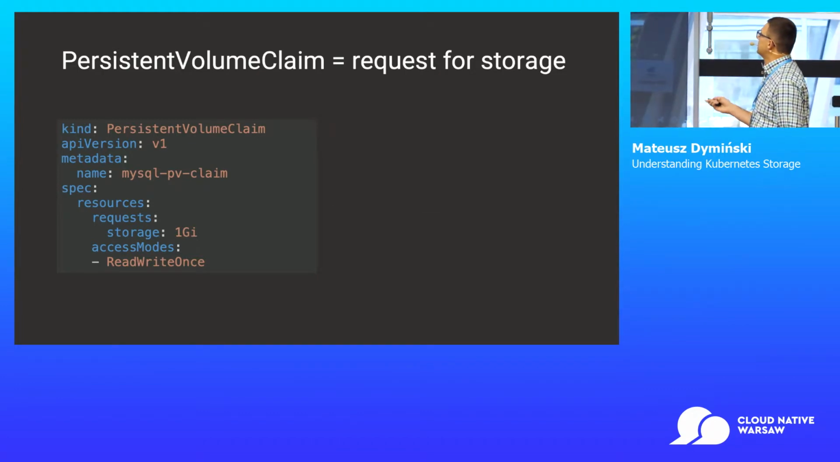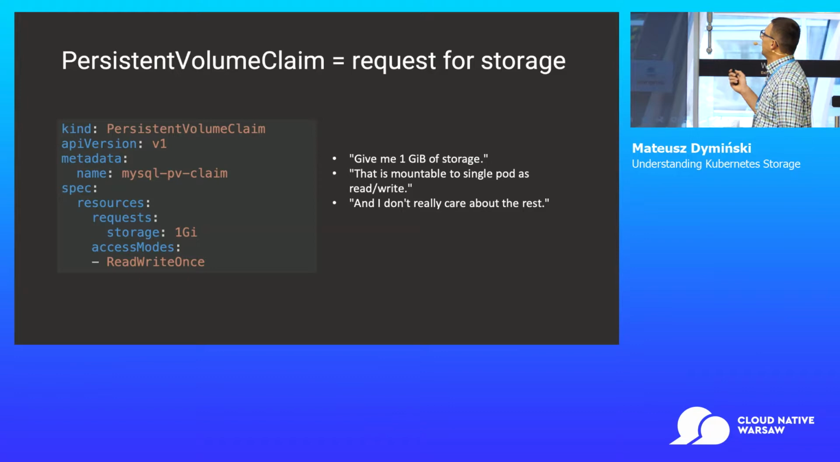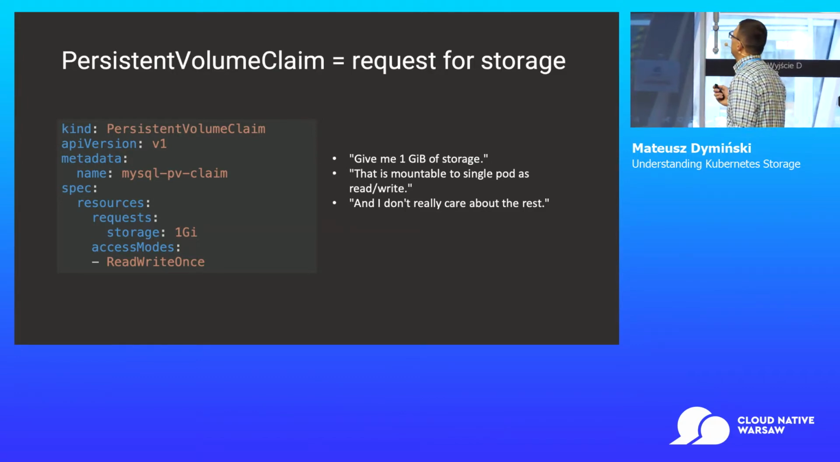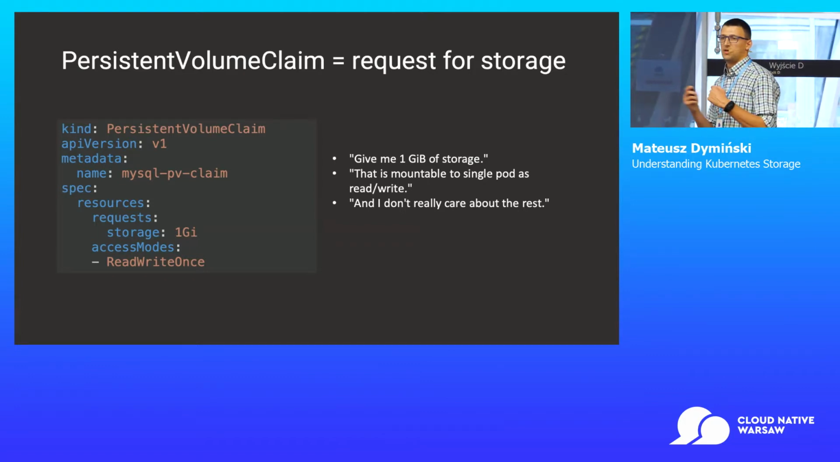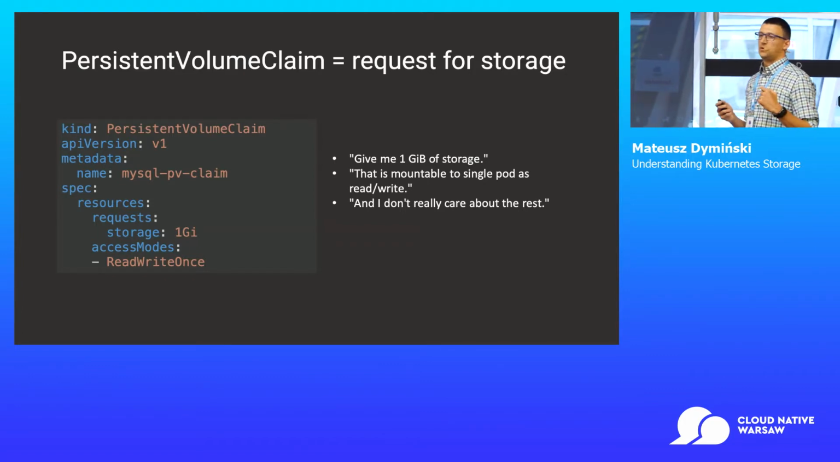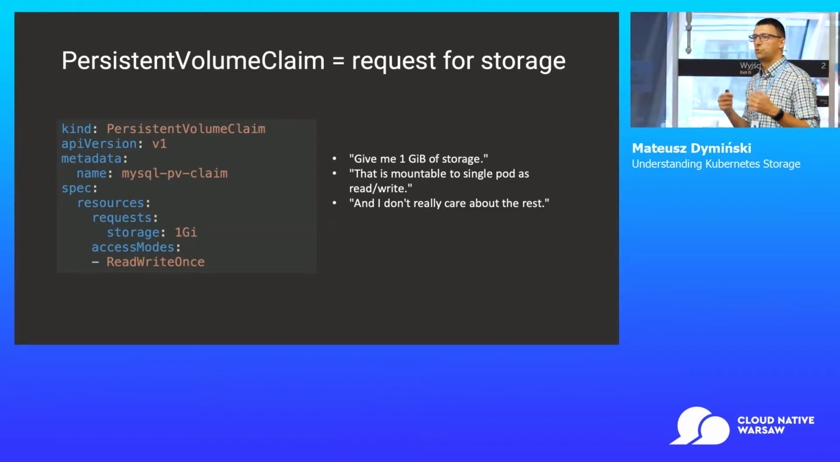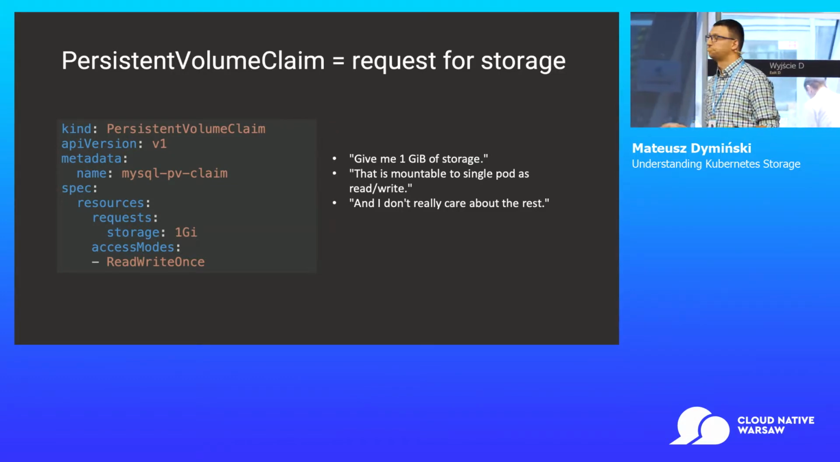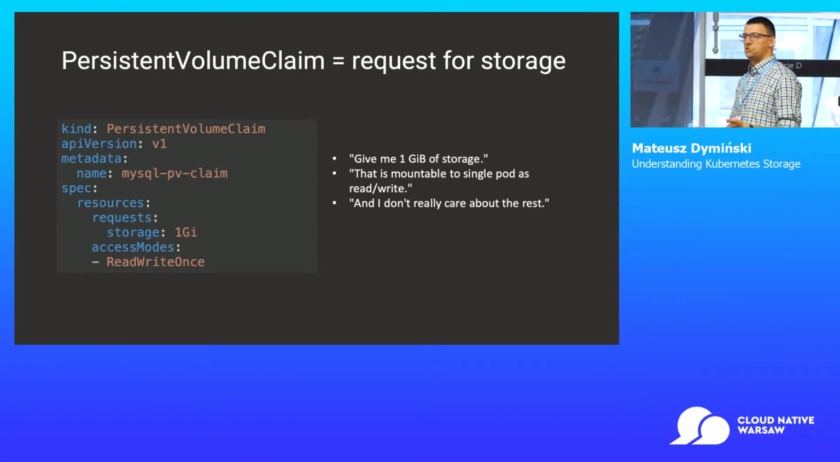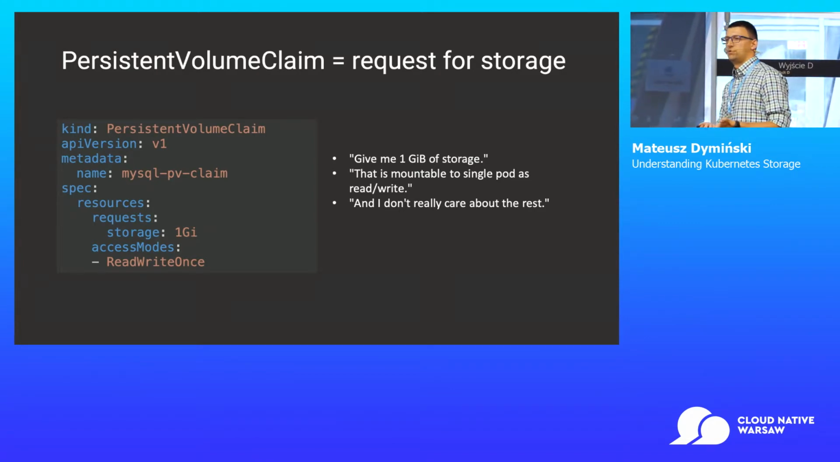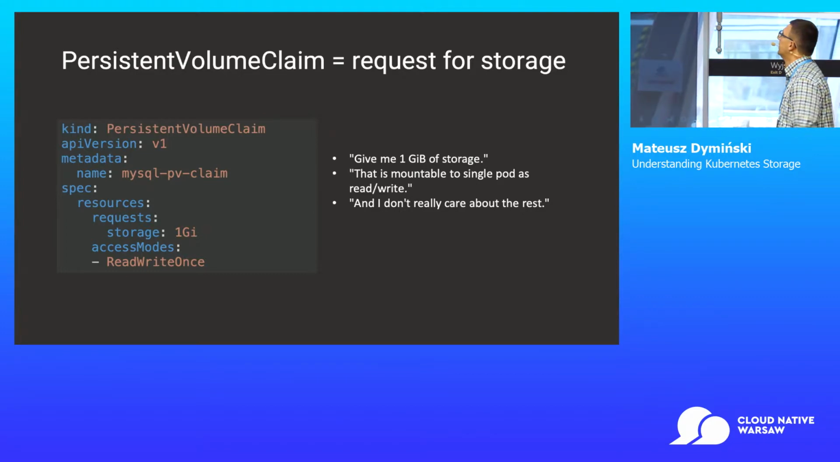We've got the information about how it works. So it tells us: give me 1 GB of storage. It should be mountable to a single pod as read-write. So access mode is read-write once, and I don't care about the rest. Okay, so give me that, and that's it. And now Kubernetes needs to somehow figure out what to do with this claim, how to order, in fact, the storage inside the cloud where it's run.